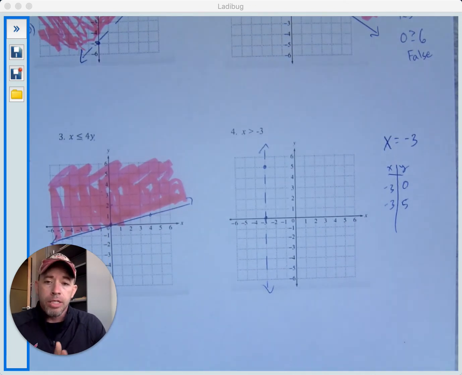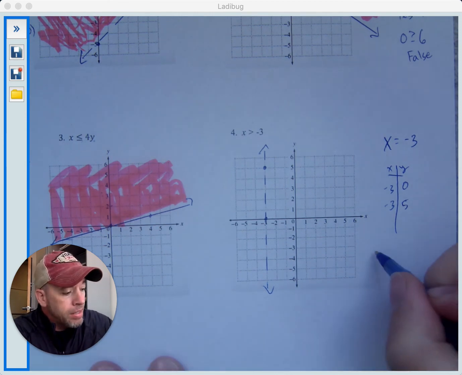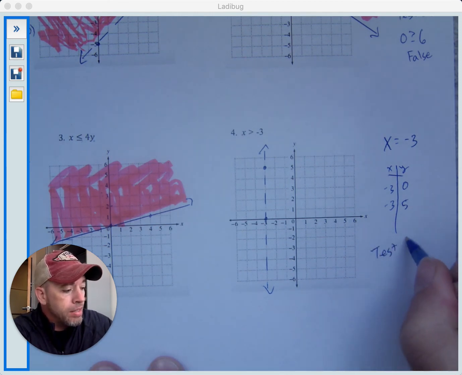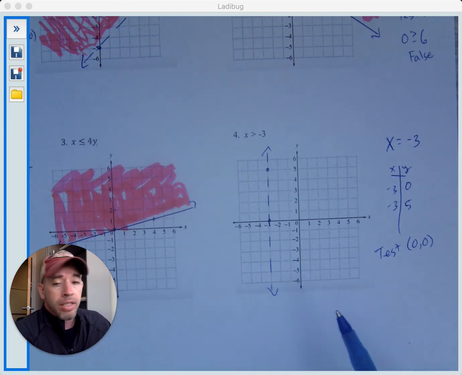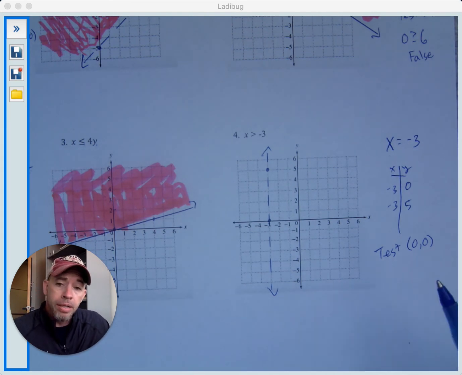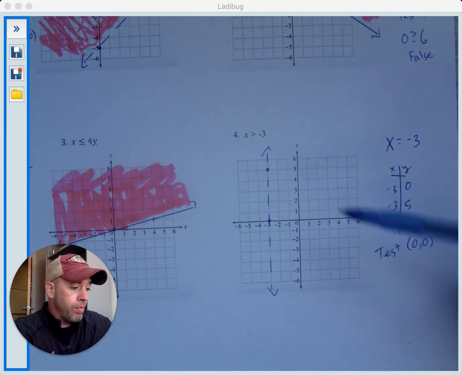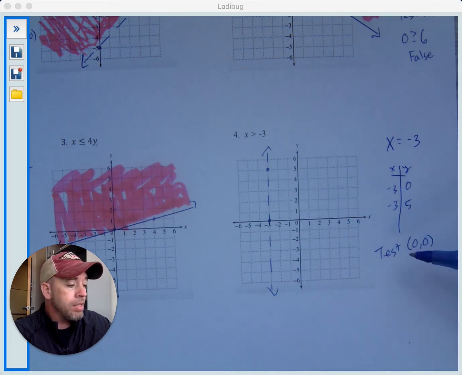Now we have to decide which side to shade on. Well, it doesn't go through 0, 0, so I'm going to test 0, 0. Most of the time you can test 0, 0, but occasionally, like in number 3 there, you'll have a line that goes through 0, 0, and you have to pick a different test point. But here, it doesn't go through 0, 0. So let's test 0, 0.